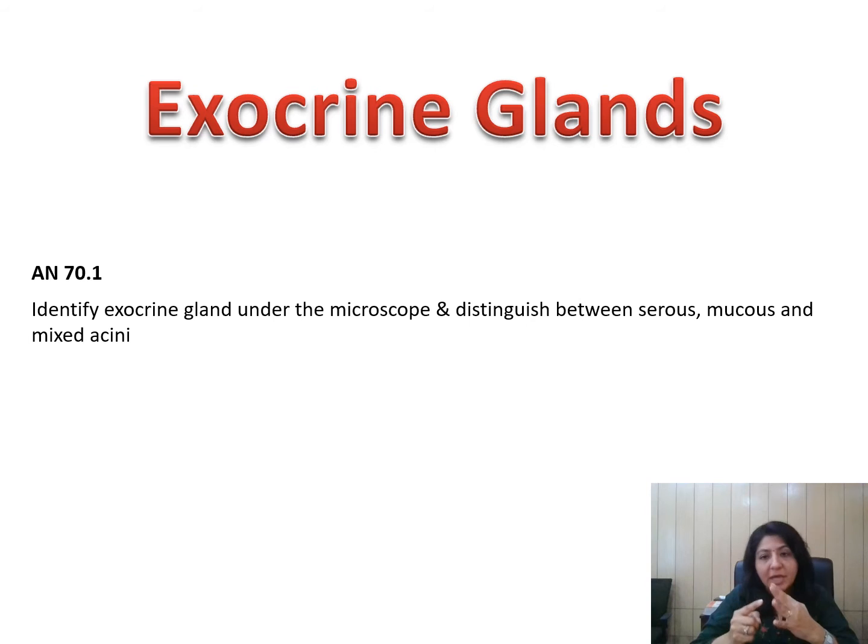The exocrine or the endocrine glands are the modifications of this secretory epithelium which developed during fetal life. The competency which we will be studying is to identify the exocrine gland under the microscope and distinguish between serous, mucous and mixed acini. Before we go on to deal with this competency, let's first understand how the gland develops. What is the difference between the exocrine and the endocrine glands? What is the structure of the glands, and what are the various modes of secretion of a gland?